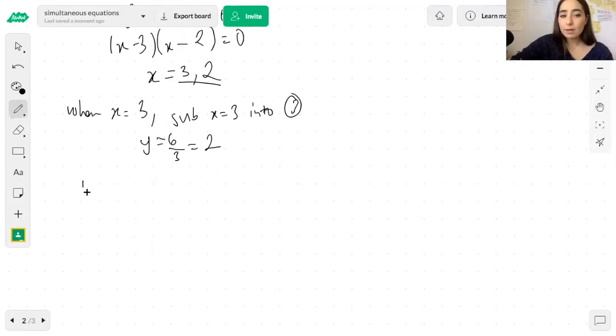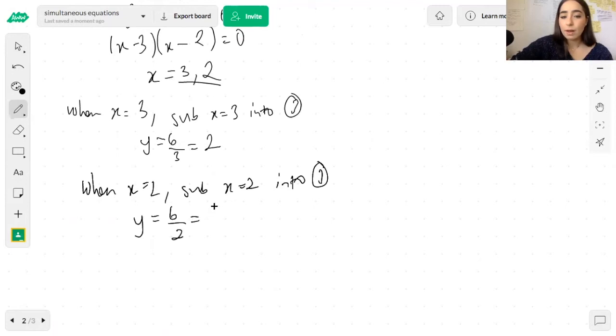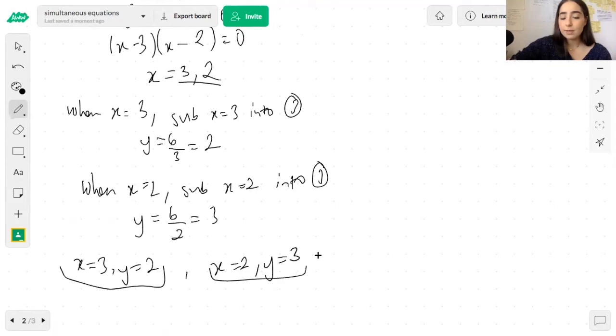What about when x equals 2? The other case, we're going to do the same thing. We're going to sub x equals 2 into equation 3. So we're going to get y equals 6 over 2. That gives us 3. And that gives us our second solution for y. So then we can say that when x equals 3, y equals 2. So that would be one set. Then we can say that when x equals 2, y equals 3. That would be our second set of solutions.